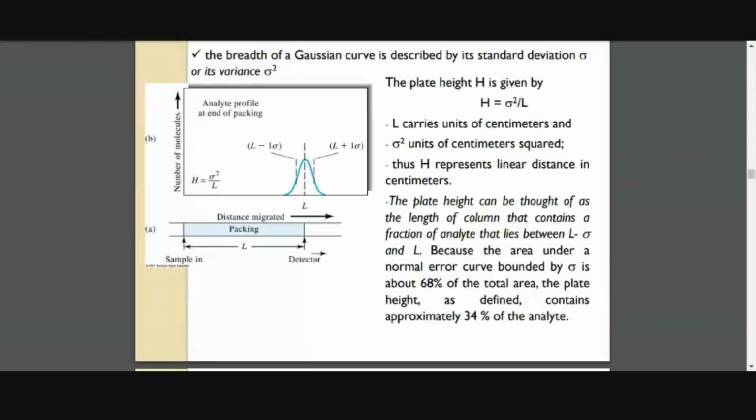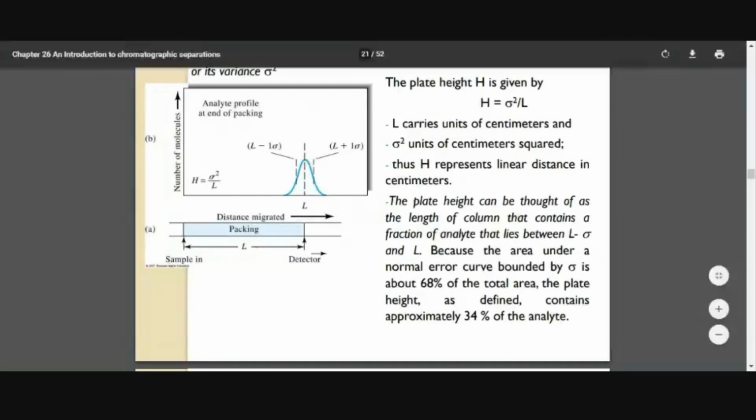The plate height as defined contains approximately 34% of the analyte. So that height of the column that contains 34% of the analyte is your plate height. You understood it now, students? Is this entire slide well understood? Then I will proceed. Okay, saying that they have understood.